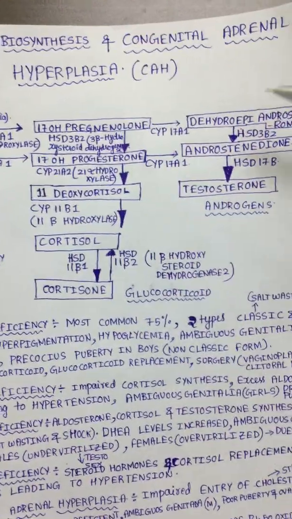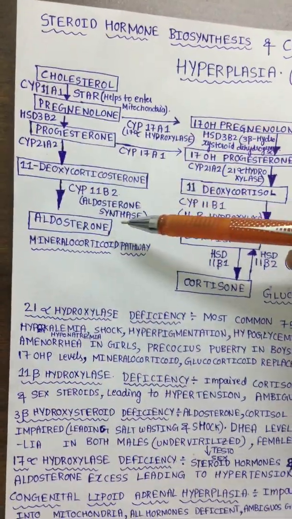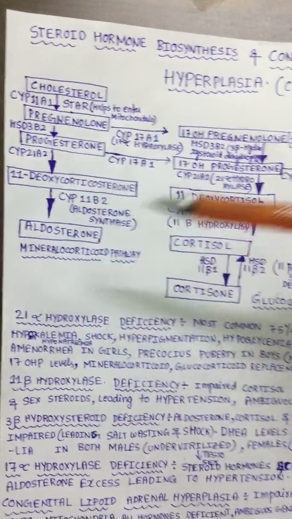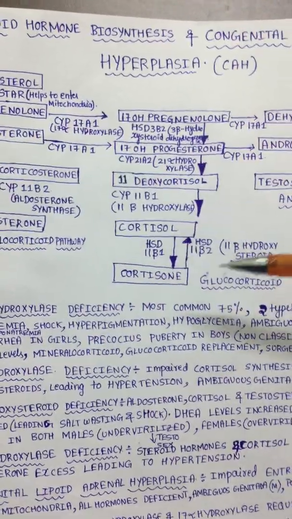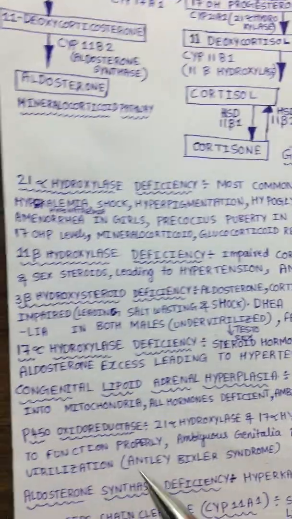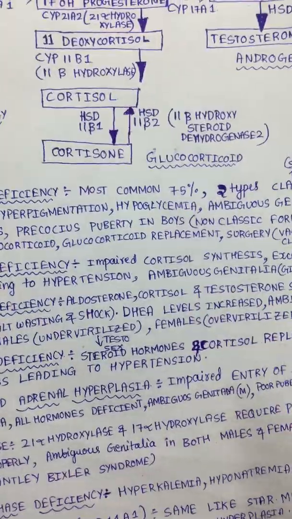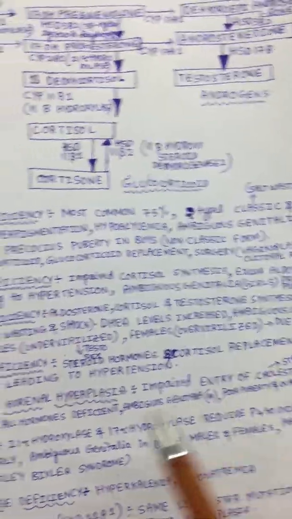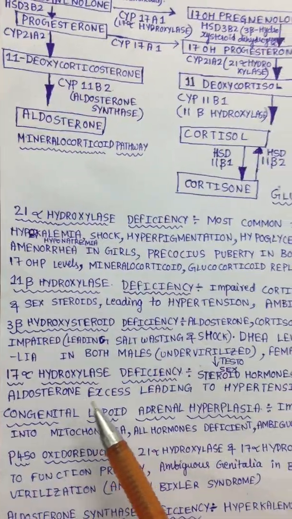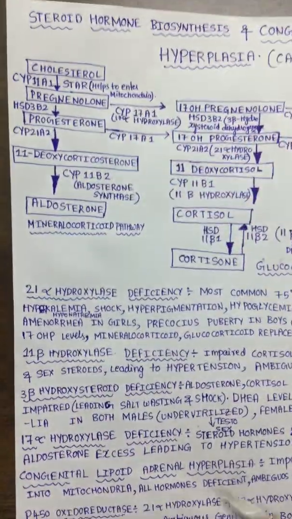Sex steroid hormones and cortisol are deficient, whereas aldosterone is increased. Because of that there will be hypertension. The treatment is sex steroid and cortisol replacement. Because they are deficient, sex steroid hormones and cortisol replacement should be done, and aldosterone excess leads to hypertension, because this pathway is patent.